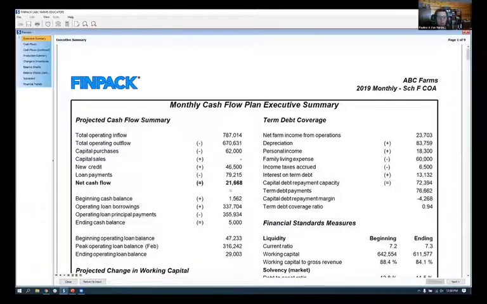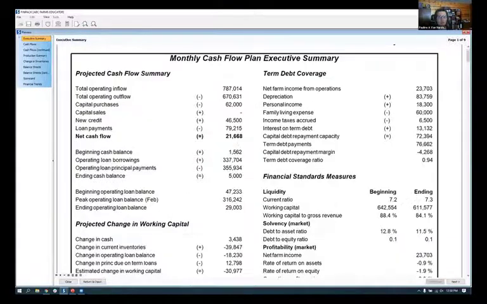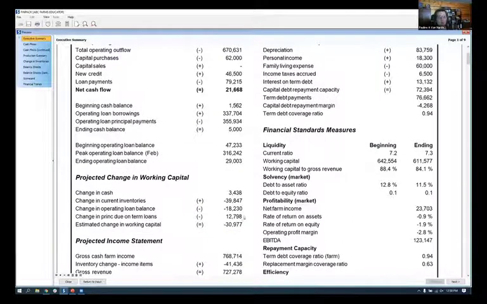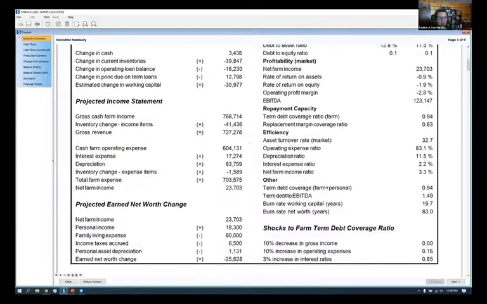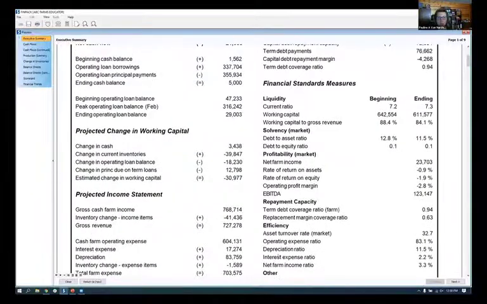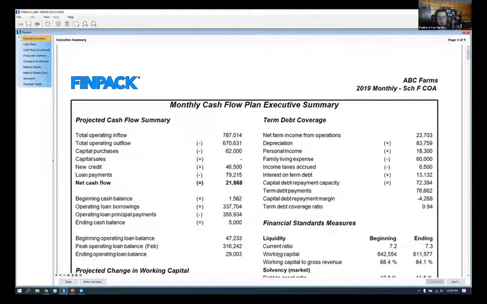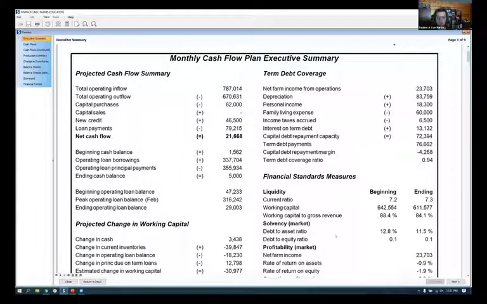So we're getting a look at expected net cash flow, changes in working capital. You can see our peak operating loan need, which we can look at on the next pages. And then lastly, that projected income statement as we look down the left-hand side here, and with that, leading to earned net worth change. Just like we saw in FinAN, we then have all of the financial ratios and measures on the right-hand side. So again, we can dig into the financial metrics here and learn more about this projected year.